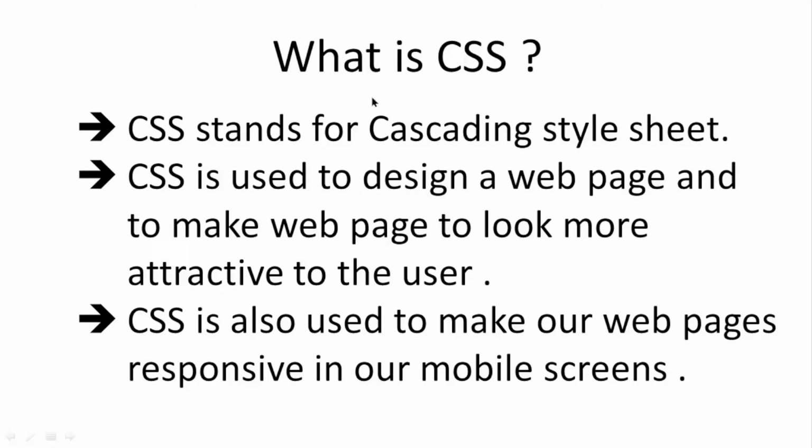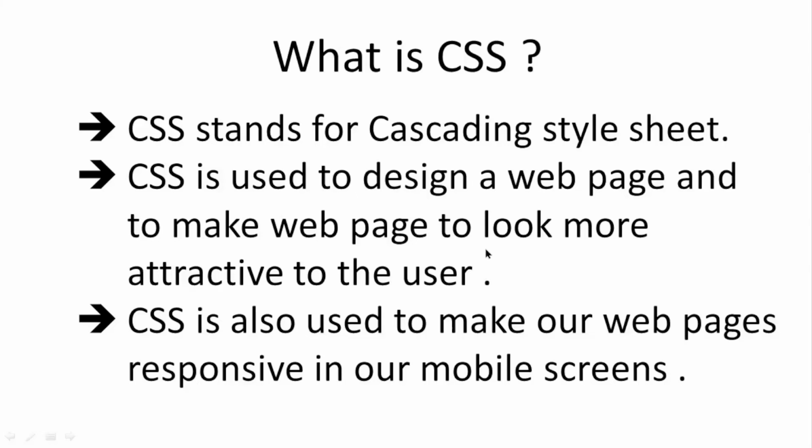So now let's see about CSS. What is CSS? So CSS stands for Cascading Style Sheet, and CSS is used to design a web page and to make the web page look more attractive to the user. And the CSS is also used to make our web pages responsive on our mobile screens. So when we create the web page on our desktop screen, it is not responsive on our mobile screen. We cannot see the website properly on our mobile screen. So to make the web page responsive, the CSS is used.